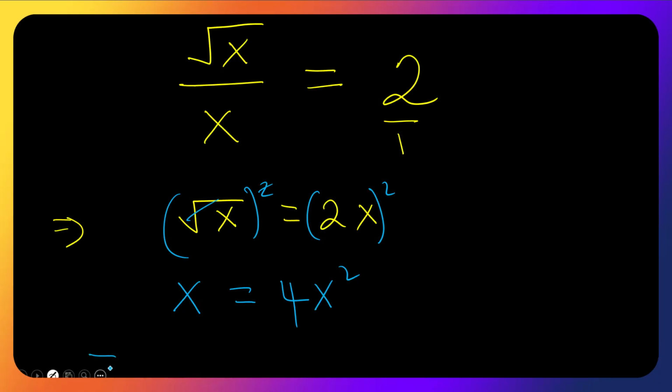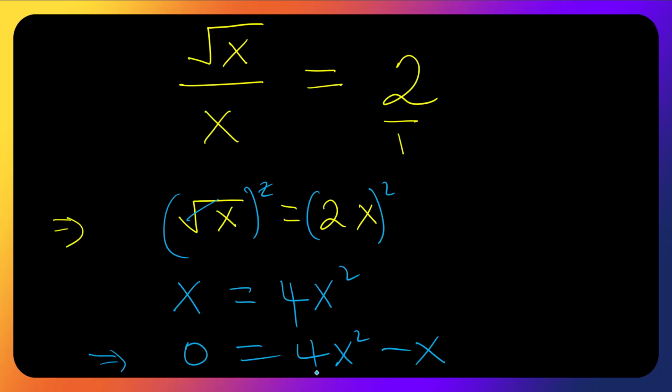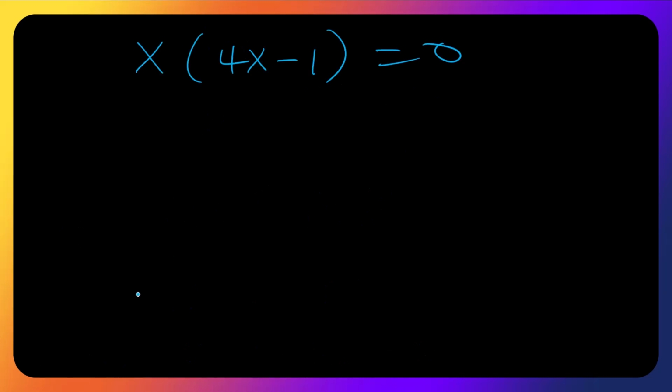So this one is the same as 0 equals 4x squared minus x. So 4x squared minus x, you can factorize x out here. That will be x out, 4x minus 1. So x times (4x minus 1) equals 0.